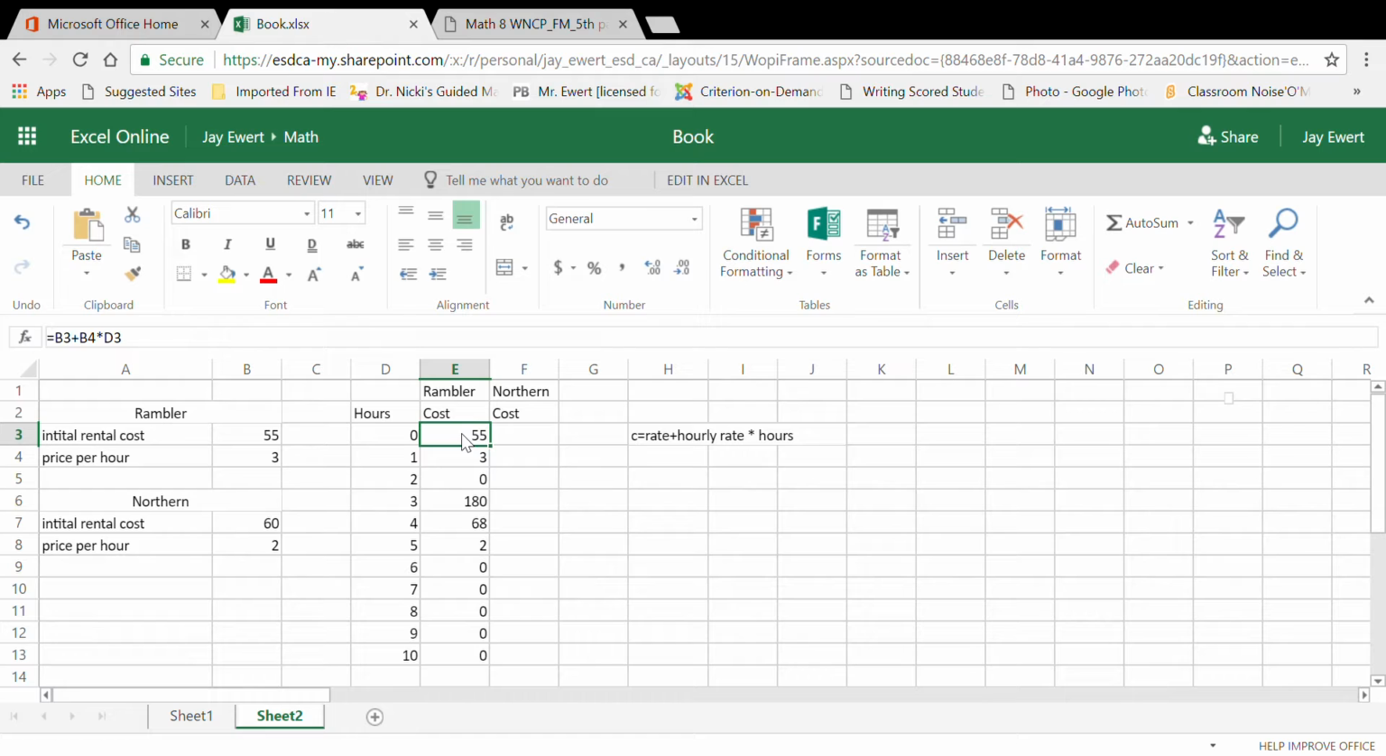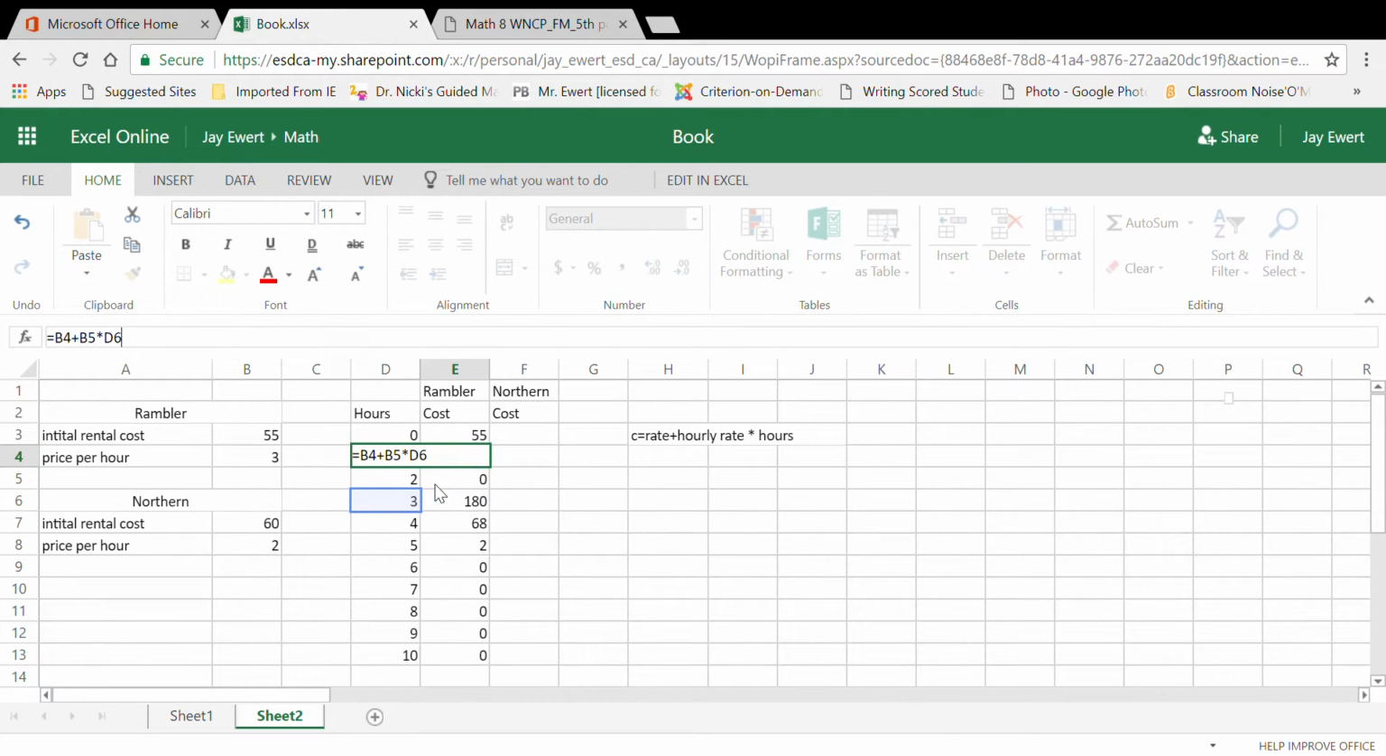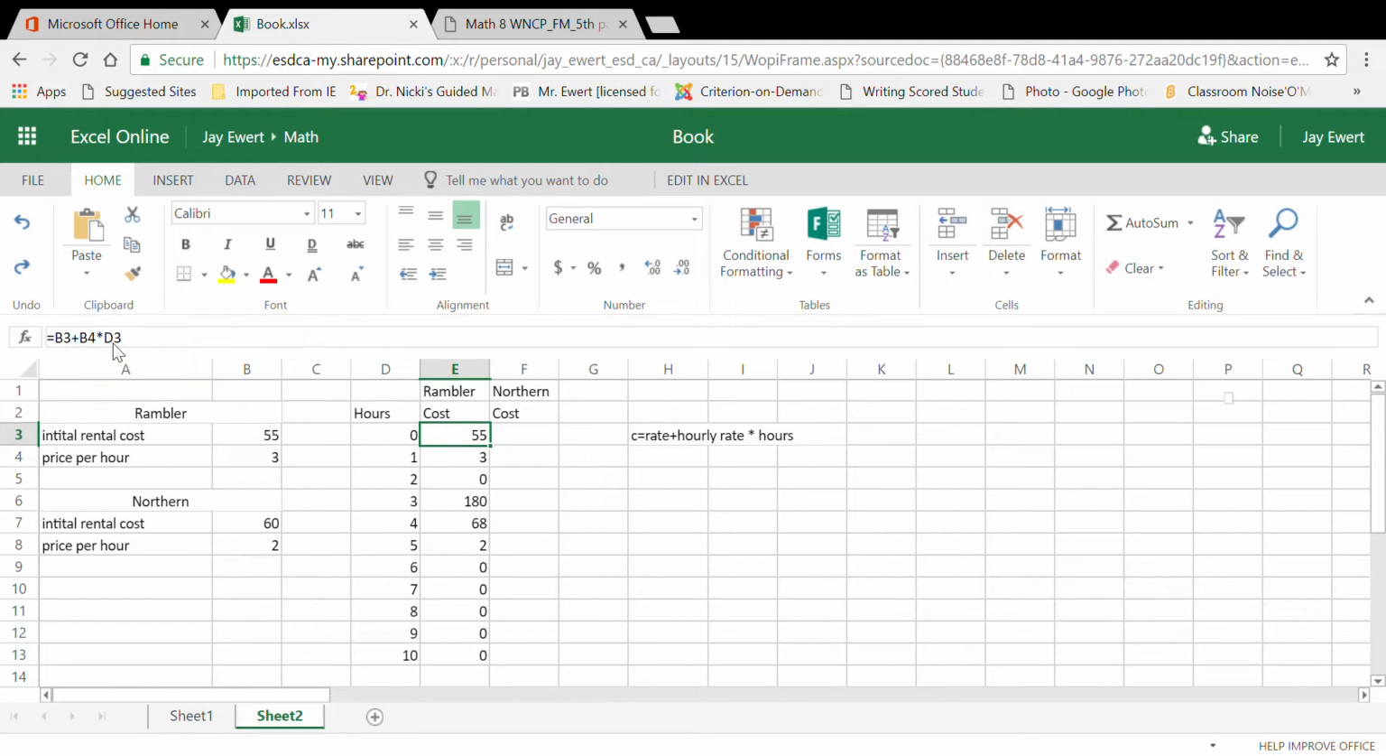Well, that's because, look at this, B3, B4, D3. B3 is the rate. B4 is the hourly rate, and D3, right here, is how many hours we're renting it. When we pull down, B3, B4, D3 becomes B4, B5, and D4. Each of these numbers went up by 1. But we don't want all the numbers to go up by 1. We want D4 to reference the new set of hours, but we always want it to go back to these for the rates. So we have to tell it it's a rate.